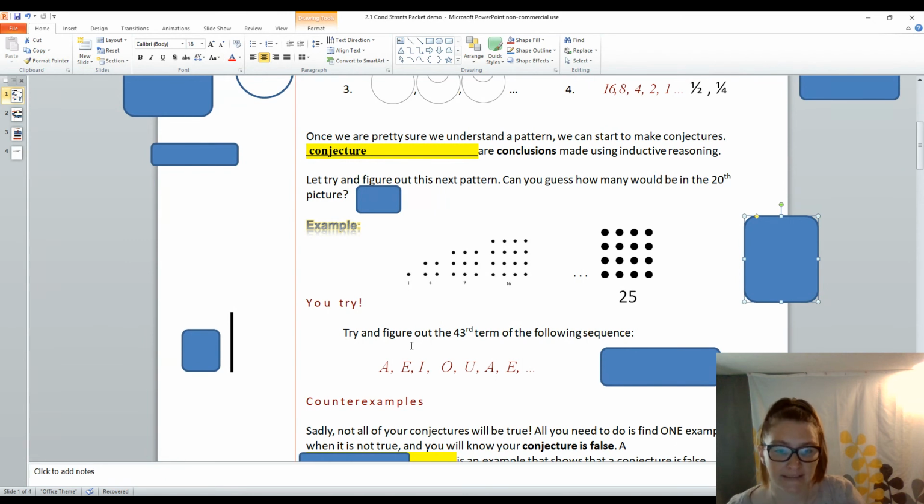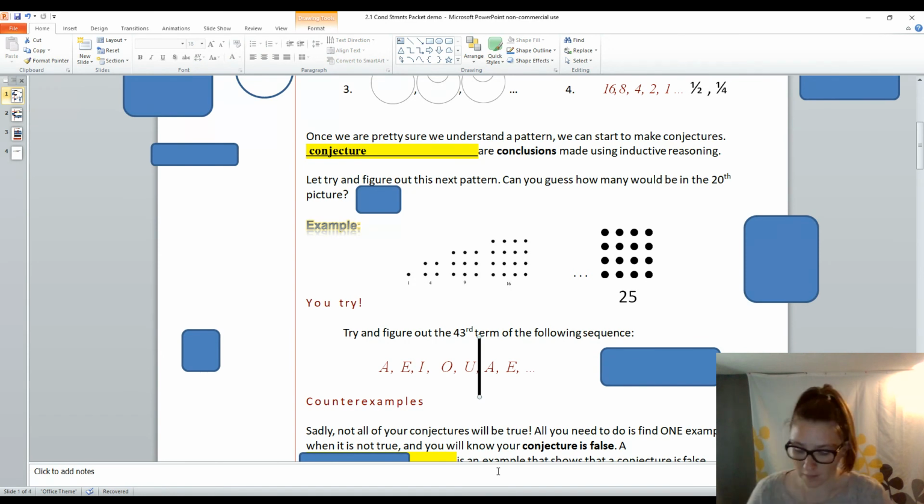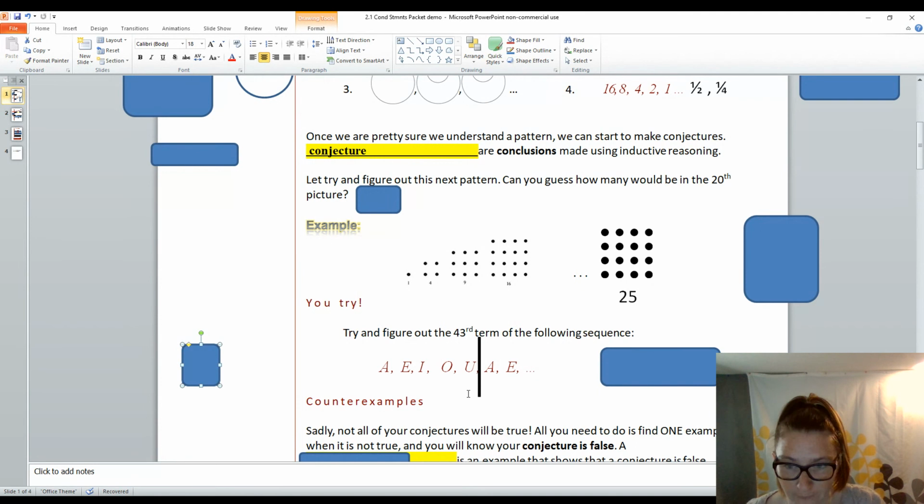So I can see it says A, E, I, O, U, A, E. Well, it looks like my pattern is going to start all over again. So I'm going to take this line right here and separate it. So that means I can see my pattern is in 5. 1, 2, 3, 4, 5. Does everybody see that? So here I have A, E, I, O, U. That's by 5. So I want to figure out what's going to be my 43rd term. So I think, okay, if I repeat my pattern 5 at a time, how many times can I get to 43?